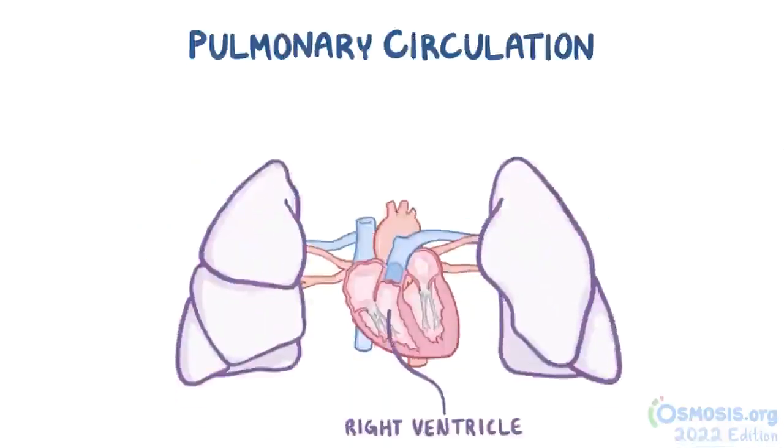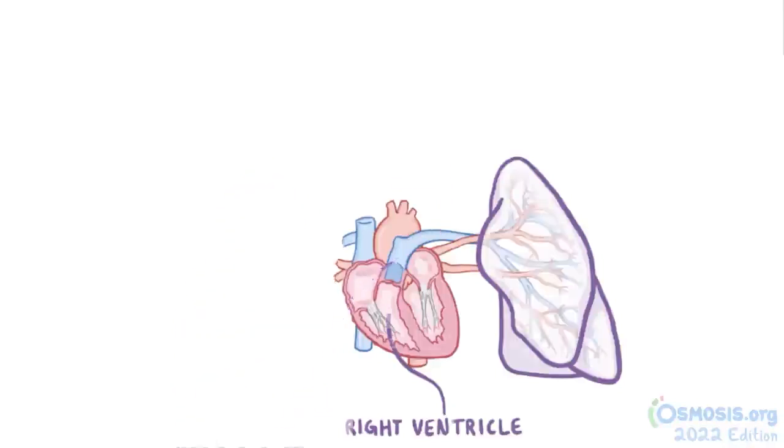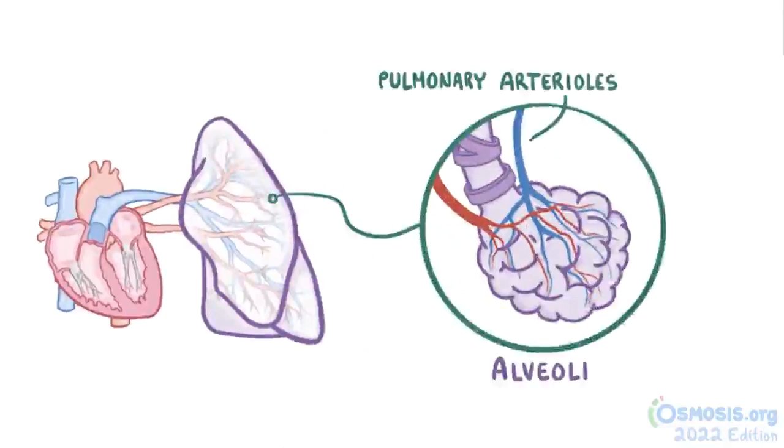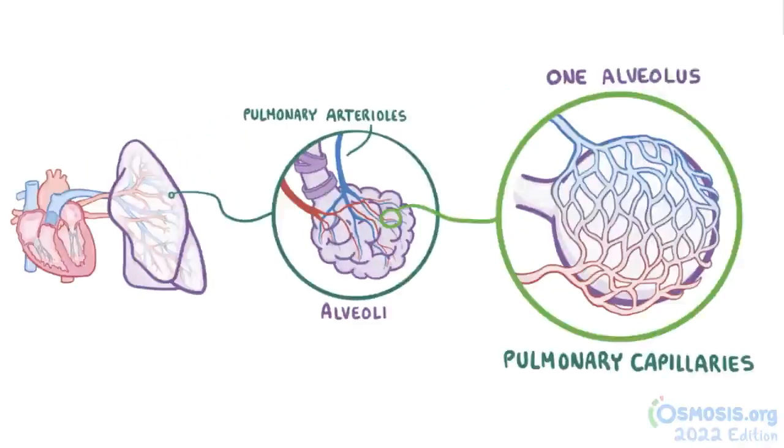Alright, so pulmonary circulation starts with the right ventricle. From there, blood is pumped to the large pulmonary trunk, which splits to form the two pulmonary arteries, one for each lung. The pulmonary arteries divide into smaller arteries known as pulmonary arterioles, and then eventually into pulmonary capillaries which surround the alveoli, which are the millions of tiny air sacs where gas exchange happens. At that point, oxygen enters the blood and carbon dioxide enters the alveoli.